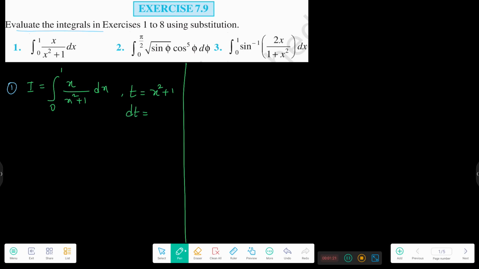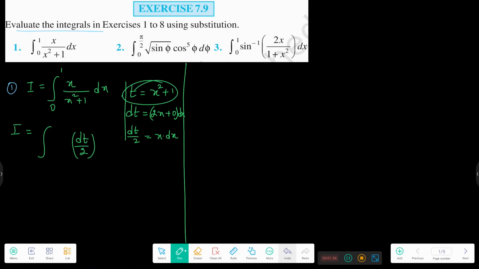Now when you differentiate, dt is equal to x square derivative 2x, 1 derivative 0, and finally dx. When you send 2 to the opposite side, dt divided by 2 is equal to x into dx. Now you can replace this. I is equal to integral x dx; x dx we can write as dt divided by 2, and the denominator x square plus 1 we can write as t. So 1 divided by t.